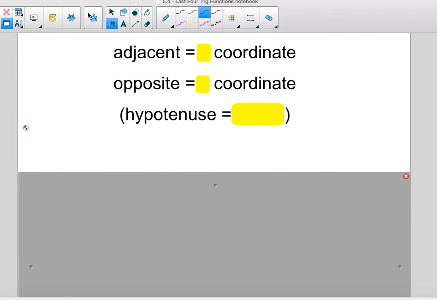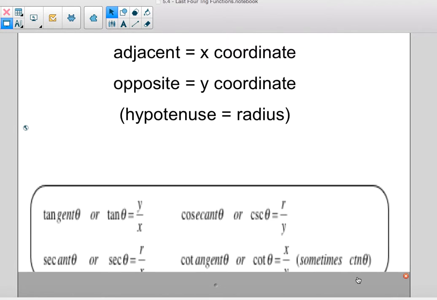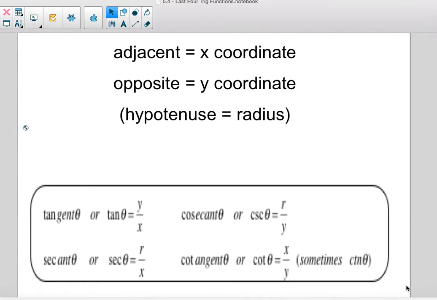All right, so basically what we can figure out is the adjacent is the x-coordinate, the opposite is the y-coordinate, and the hypotenuse would just be the radius, or r. So with these types of problems, you have the last 4 trig functions. Tangent is y over x, secant is r over x, cosecant is r over y, cotangent is x over y. And that's kind of what the lesson is.